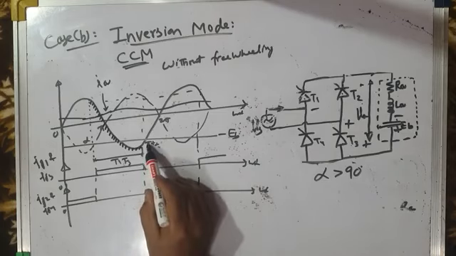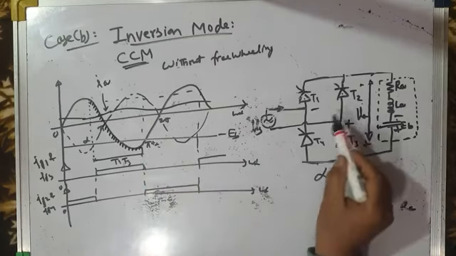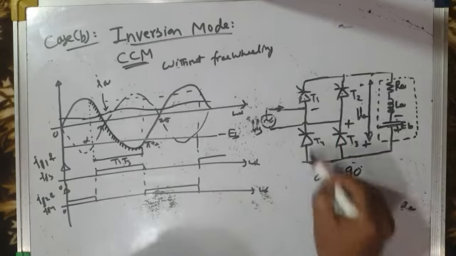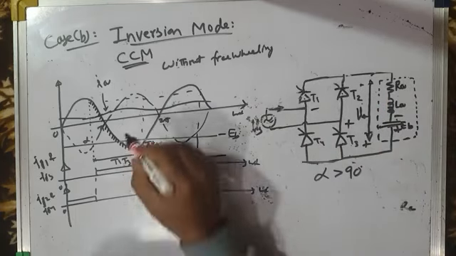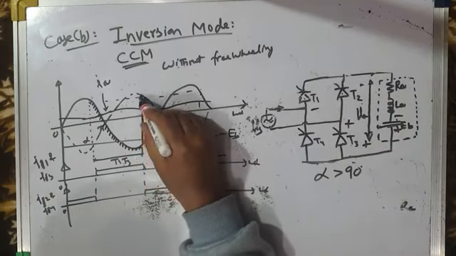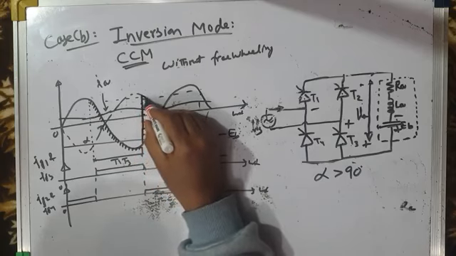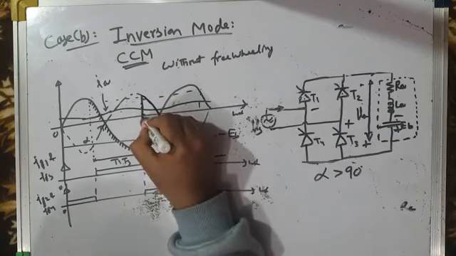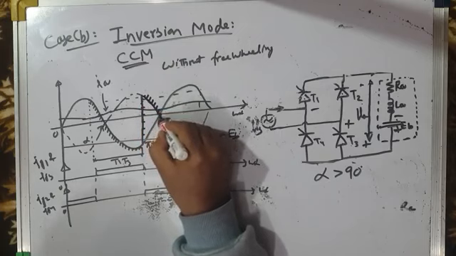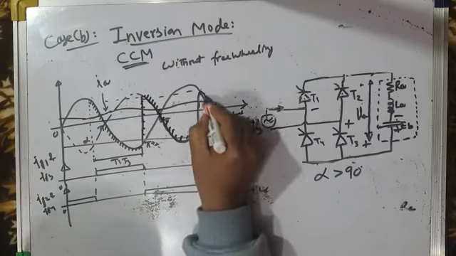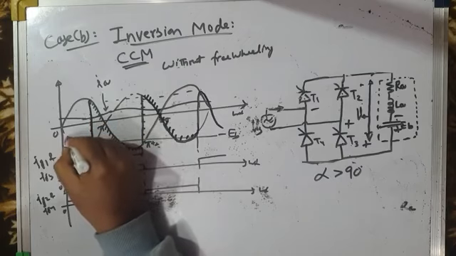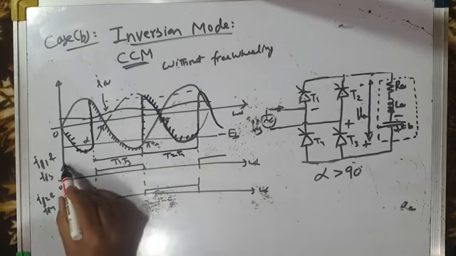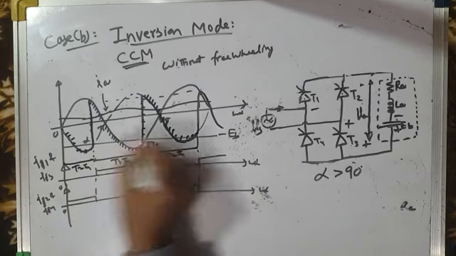And at this instant, at pi plus alpha, T2, T4 pair is fired. Since source voltage has already reversed its polarity, when T2, T4 is fired, current again flows like this, load again gets connected across the source, and load voltage is again equal to source voltage. And where is the source voltage? This is the source voltage. Load voltage is again same as source voltage from pi plus alpha to 2 pi plus alpha, like this. And then it will repeat. And previously also it is like this. So T1, T3 and then T2, T4 pair is conducting. This is the load voltage waveform.